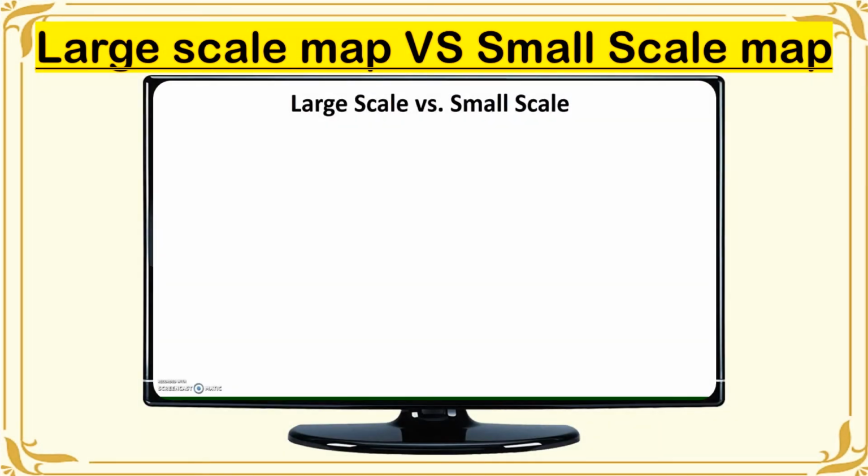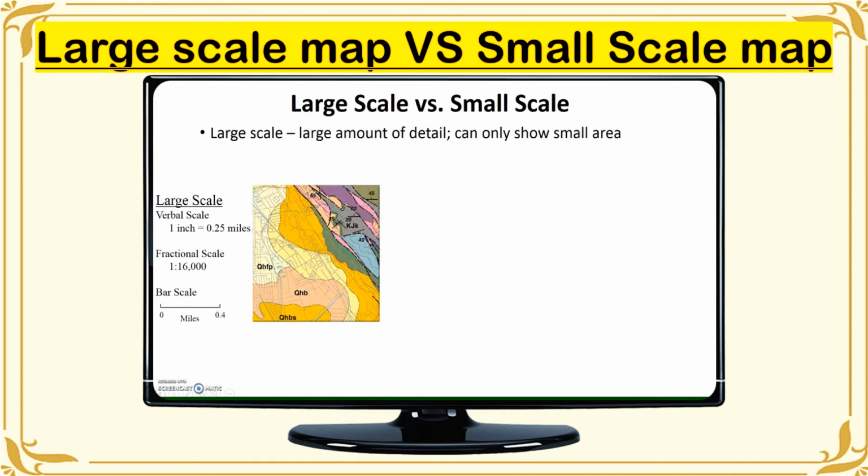In addition to using precise scales on a map, we sometimes use the terms large scale and small scale when we are referring to maps and globes. It is important to note that those terms are relative. There's no magic number that makes a map a large-scale map or a small-scale map.